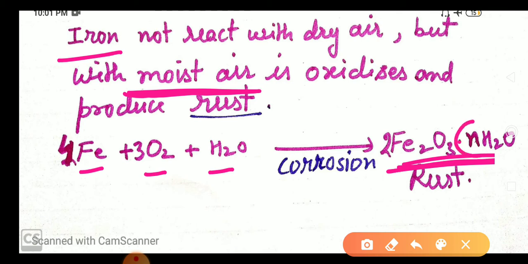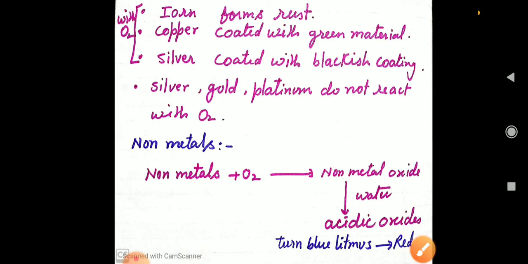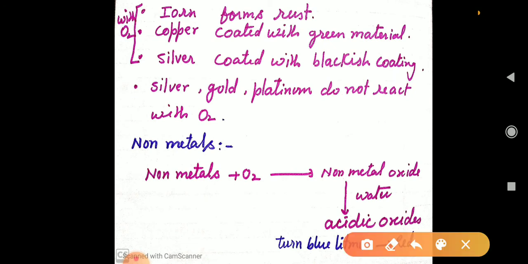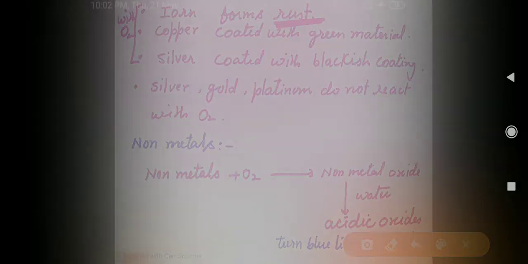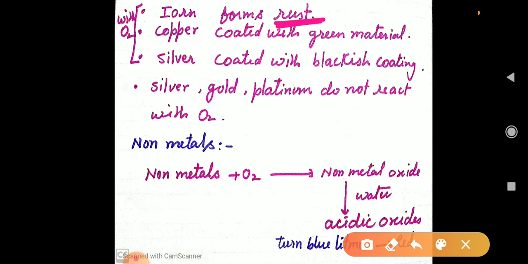N means the number of H2O, the number of water molecules. If the number of water molecules is more, then N is more. N is the number of water molecules. Okay, then next, with oxygen, iron forms rust. I told you, iron forms rust with moist oxygen, or we can say moist air. Moisture is required.